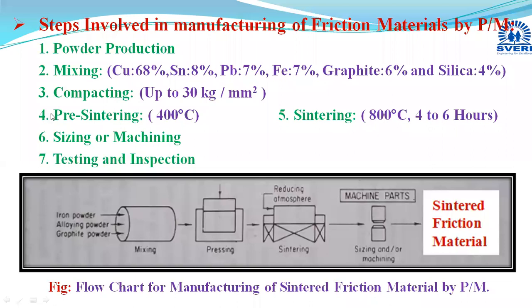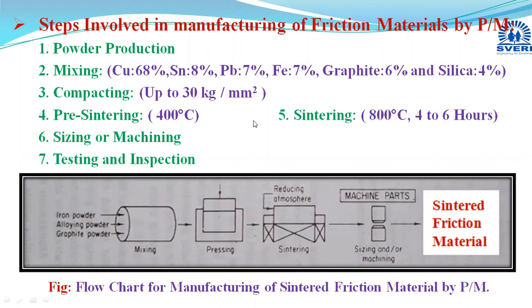Then it is subjected to pre-sintering, which is done at 400 degrees Celsius. Pre-sintering and sintering both are done in a controlled reducing atmosphere. Here pre-sintering is done to remove the oil we added to give the necessary uniform and homogeneous mixture and to help in the compacting or pressing stage. That added oil is eliminated by heating the component at 400 degrees Celsius.